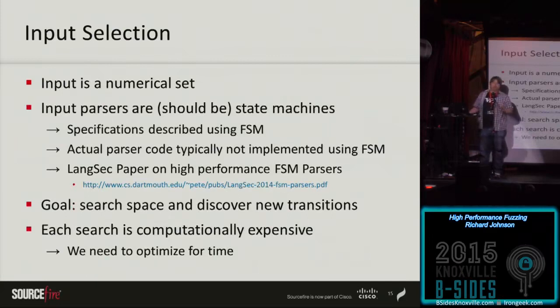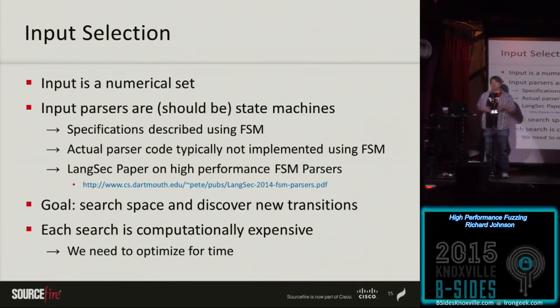So that's great. The next thing we need to look at, once we've figured out our targets and primed them to not be wasting cycles, is how do we pick the right inputs to start with? Typically we would just go to Google, download a sample set and say, all right, let's go. But really, you need to think of input as a numerical set.